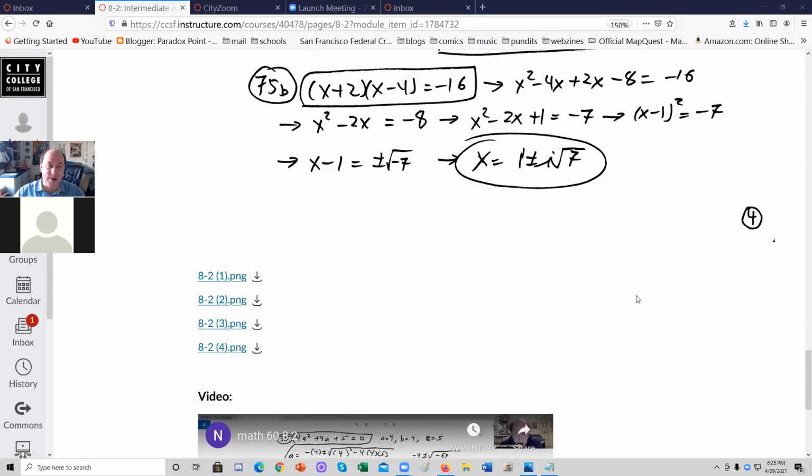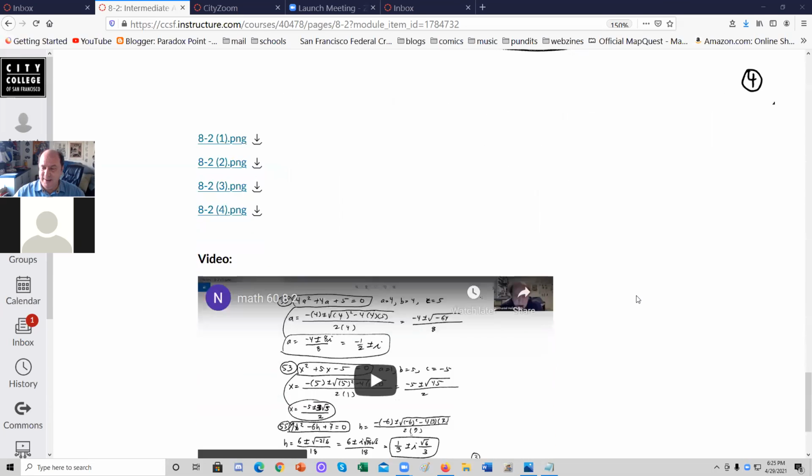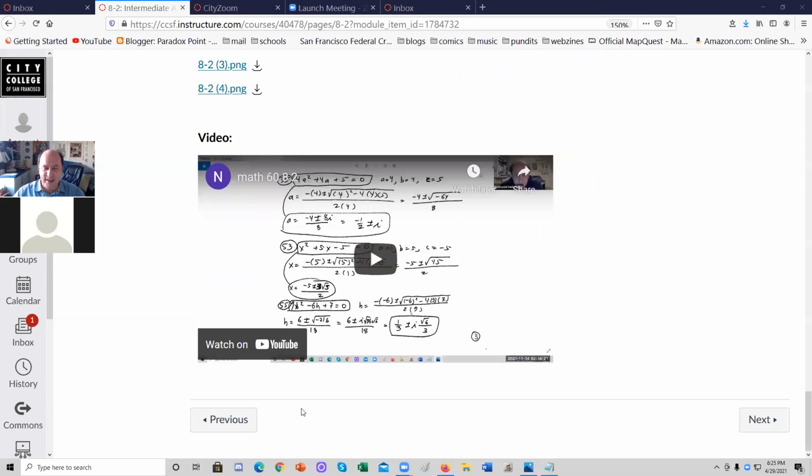Two imaginary irrational roots. Okay, that's it for section 8.